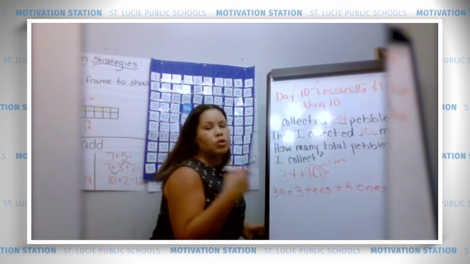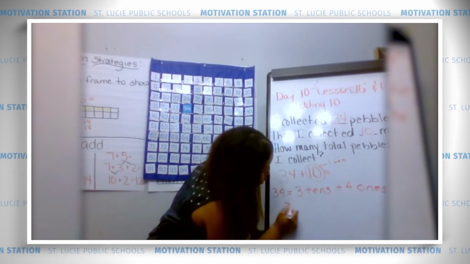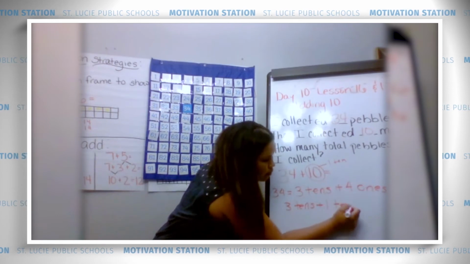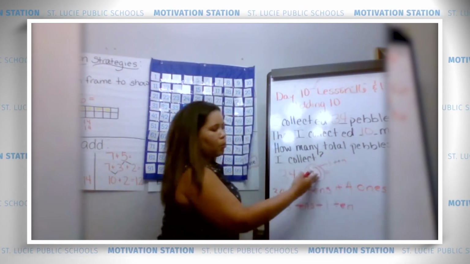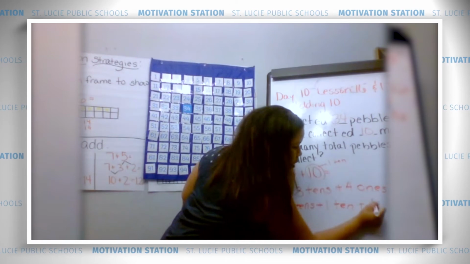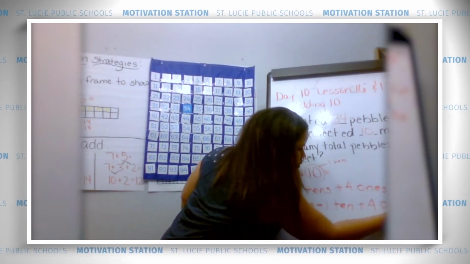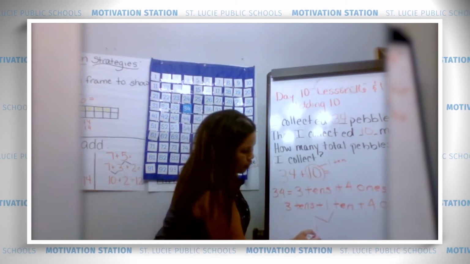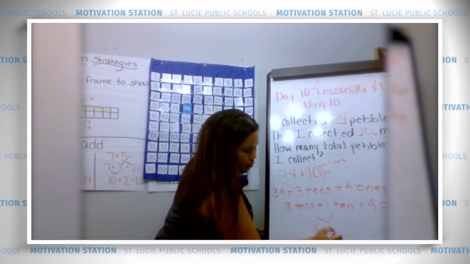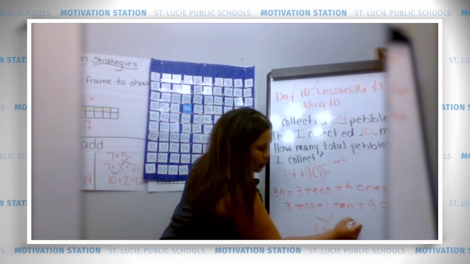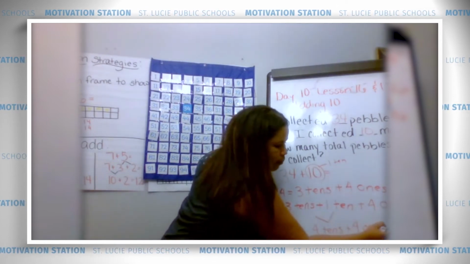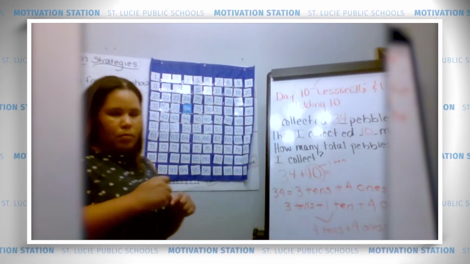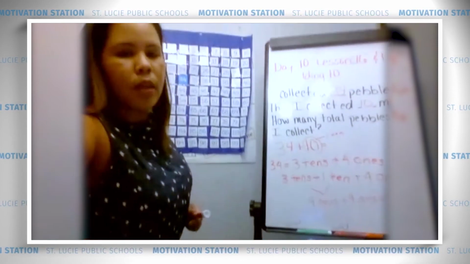Oops. Mr. Ball is writing quicker than I'm thinking. 3 tens plus 1 more ten. And we're not adding any more ones, so we're just going to keep our 4 ones. Okay? And so we know that 3 tens and 1 ten is 4 tens. And plus our 4 ones equals 44. Oops, can you see that? Here we go.